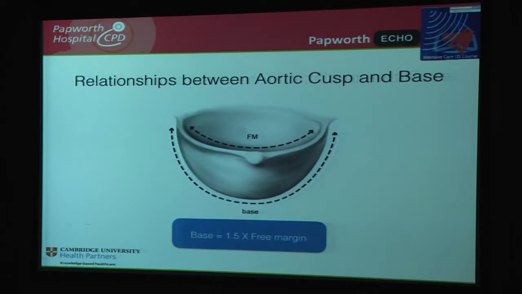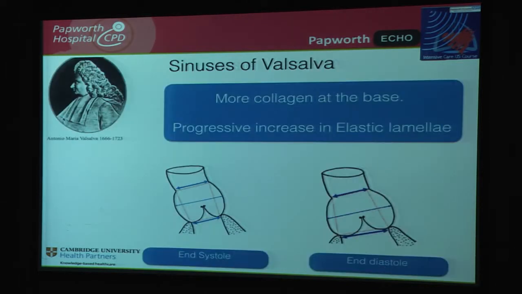The relation between the aortic cusp and the base of attachment of the aortic cusp leaflet is always about 1.5 times the length of the free margin. All this is quite important if you're doing aortic valve repair surgeries, to ensure that the architecture is recreated after valve repair. Then we move on to the sinuses of Valsalva. This was described by the Italian Antonio Valsalva.